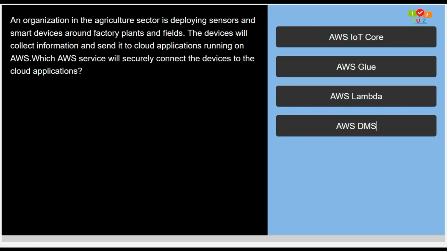The first question is: an organization in the agriculture sector is deploying sensors and smart devices around factory plants and fields. The devices will collect information and send it to cloud applications running on AWS. Which AWS service will securely connect the devices to the cloud applications? Your 4 options for this question. This is your option 1, this is your option 2, this is your option 3, and this is your option 4. Okay, now there are 10 seconds for you to answer this question, and your time starts now.